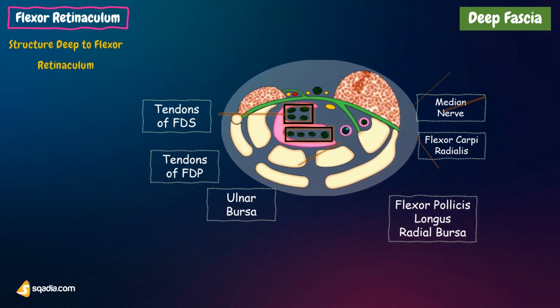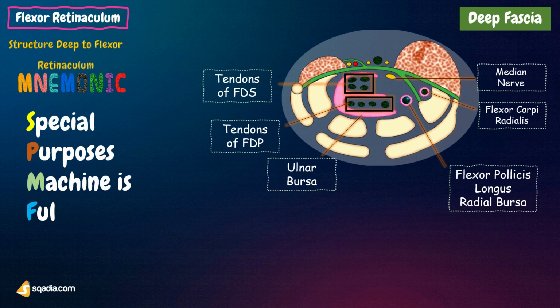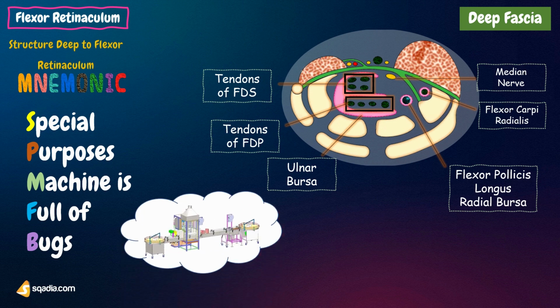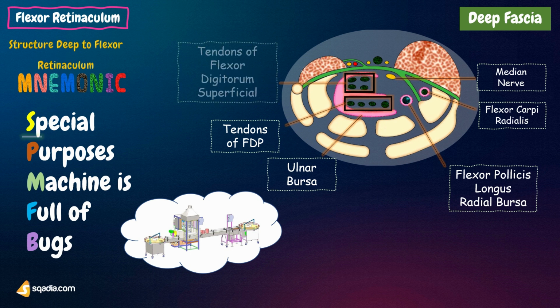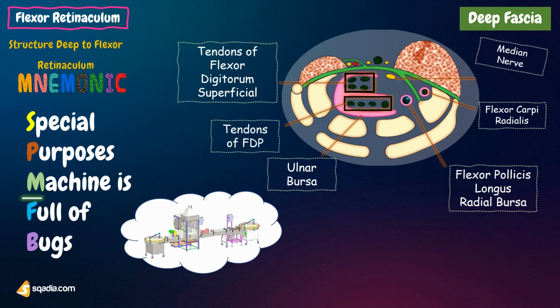A mnemonic to remember the deep structures to the flexor retinaculum is: special-purpose machine is full of bugs. Here the capitalized words are linked with the following structures: flexor digitorum superficialis tendon, flexor digitorum profundus tendon, median nerve, flexor pollicis longus, radial bursa and ulnar bursa.